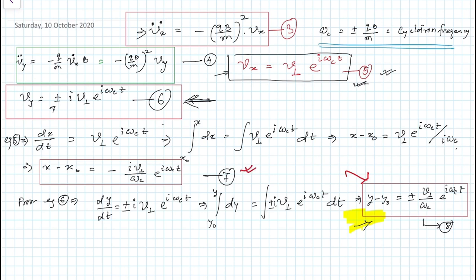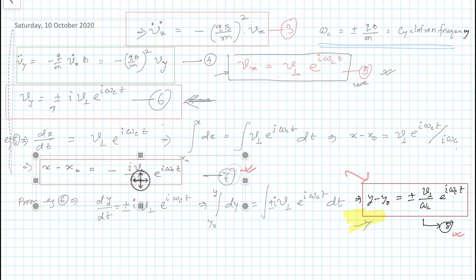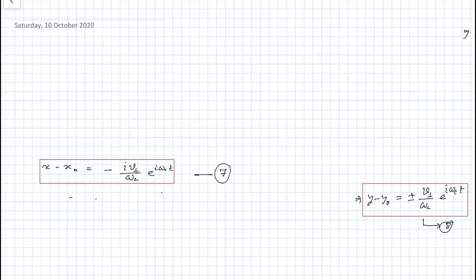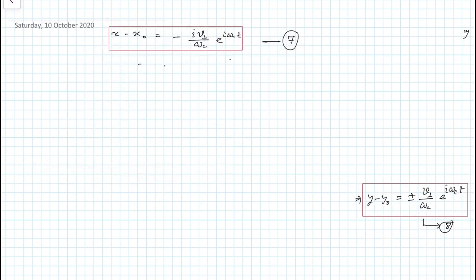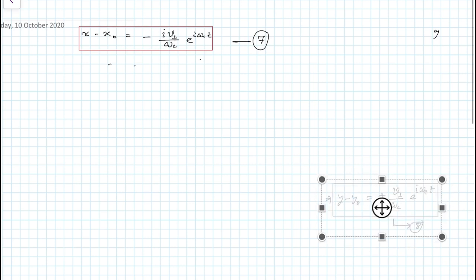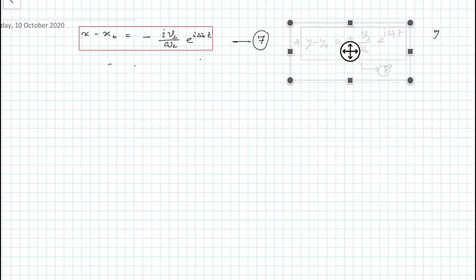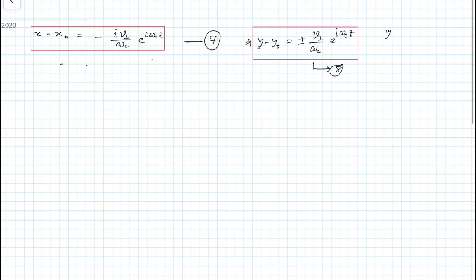So now I will keep equation number 7 and equation number 8. You can note it up to this stage, because I will keep only 7 and 8 now. I will clean the page. This is equation number 7, let me keep it here, and this is equation number 8. So these are the two equations, 7 and 8.